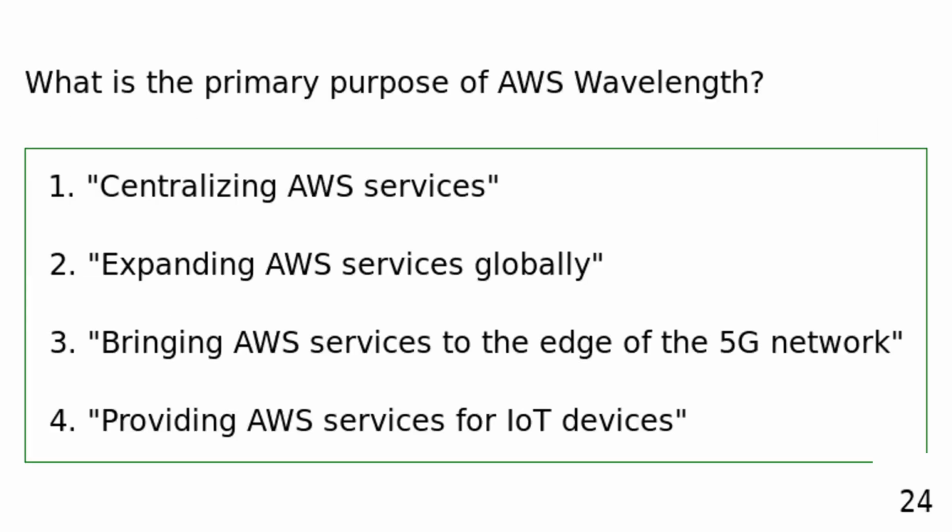What is the primary purpose of AWS Wavelength? Centralizing AWS services. Expanding AWS services globally. Bringing AWS services to the edge of the 5G network. Providing AWS services for IoT devices.